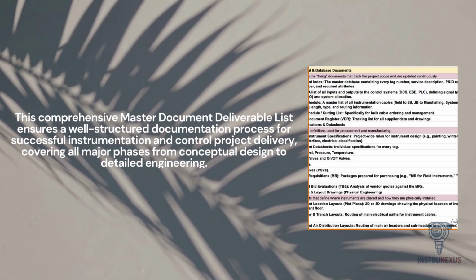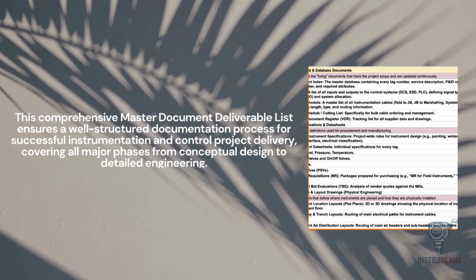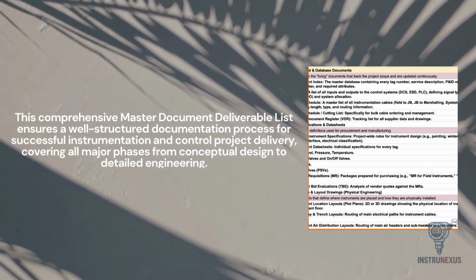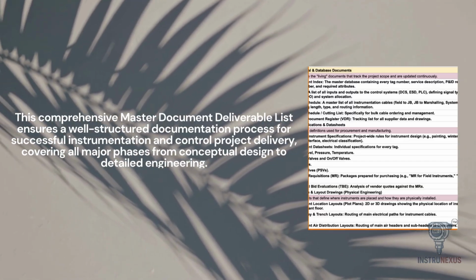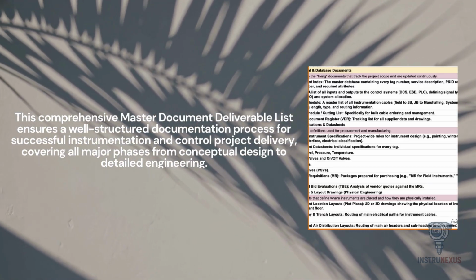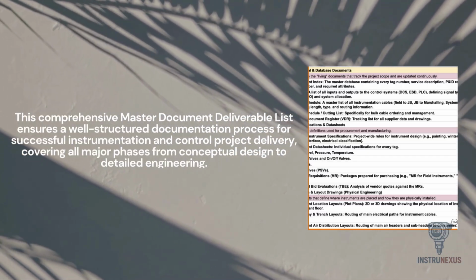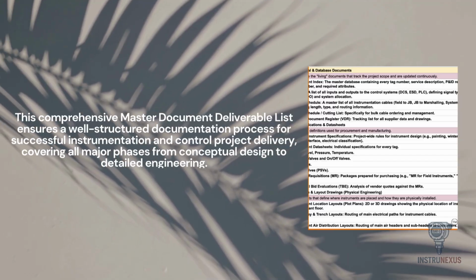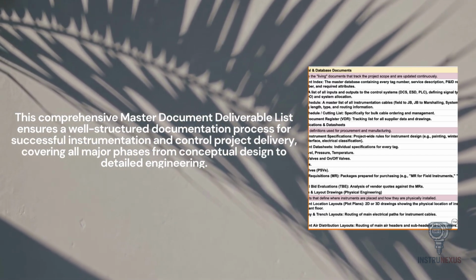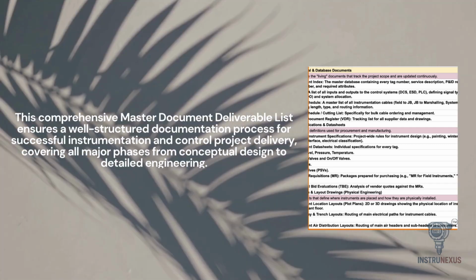To summarize, a successful instrumentation and control project relies on a structured flow of information. We started with the conceptual design to check feasibility, moved to FEED to set the rules and basis, and executed the detailed design to define every wire, tag, and safety function. Finally, we managed the procurement and vendor data to bring that design to life. By following this master document deliverable list, you ensure a well-structured process and a successful project delivery.